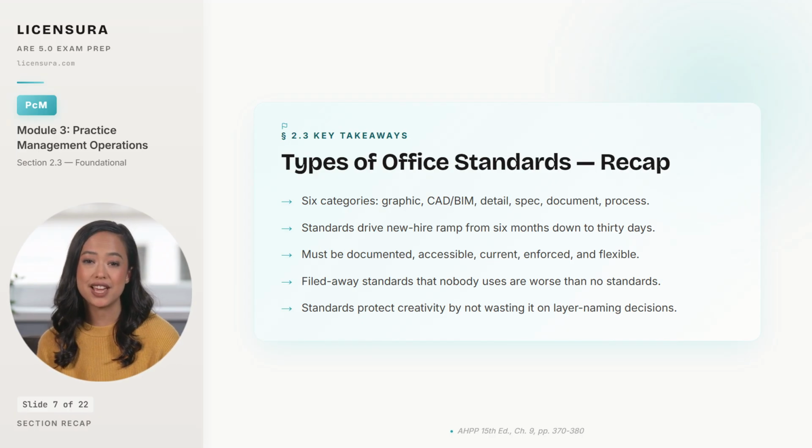A standard that doesn't meet all 5 conditions, documented, accessible, current, enforced, and flexible, is not actually a standard, regardless of what the firm calls it. Standards that get filed away and never used are worse than no standards, because the firm has paid the cost of writing them and captures none of the benefit. And the deeper point is that standards protect creativity by not wasting it on the parts of the job that don't deserve it. So creative energy gets spent on design instead.